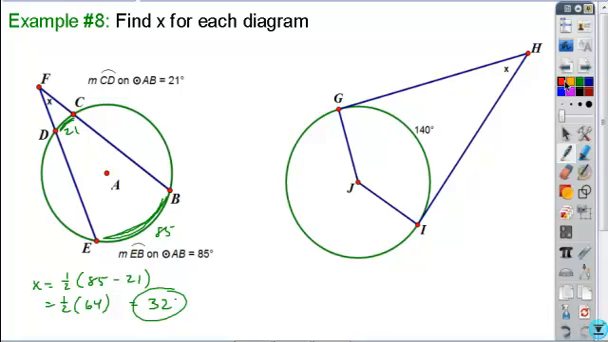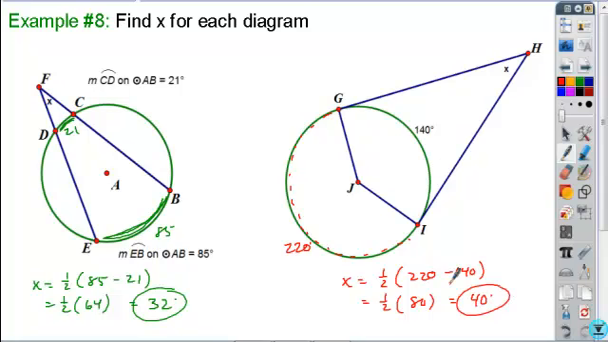The second problem on this, again, same concept. You have an intercepted arc of 140. So what's left for this other intercepted arc? 360 minus 140, so 220. And so now X is equal to 1/2 the difference, 220 minus 140, which is a difference of 80, so half of 80 leaves you with 40. So that gives you your angle measure out front.